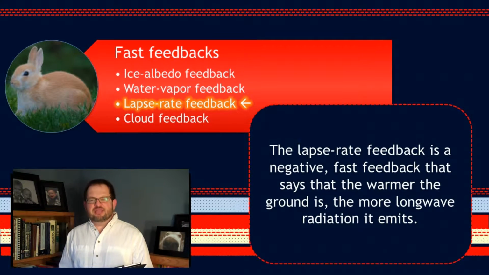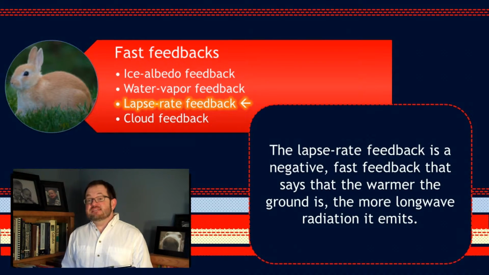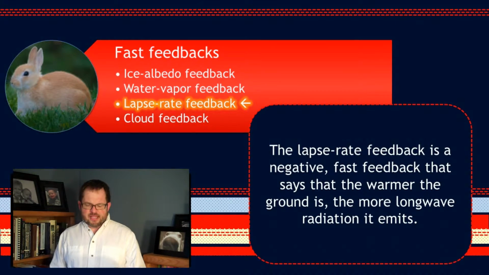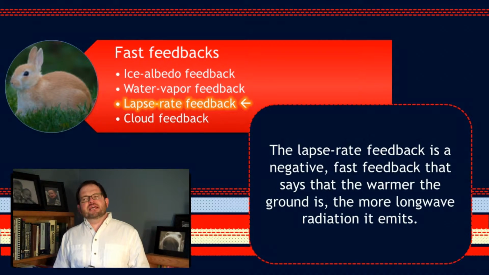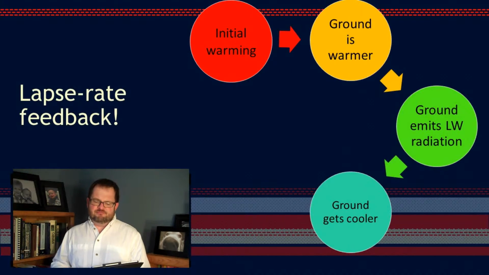Another fast feedback is the awkwardly named lapse rate feedback. I'm not going to worry about parsing that name for you, but just remember the name is lapse rate feedback. The lapse rate feedback is a negative fast feedback. And it's kind of loosely based on the Stefan-Boltzmann law. It basically says that the warmer the ground gets, the more radiation the ground emits. And so we have this negative feedback.